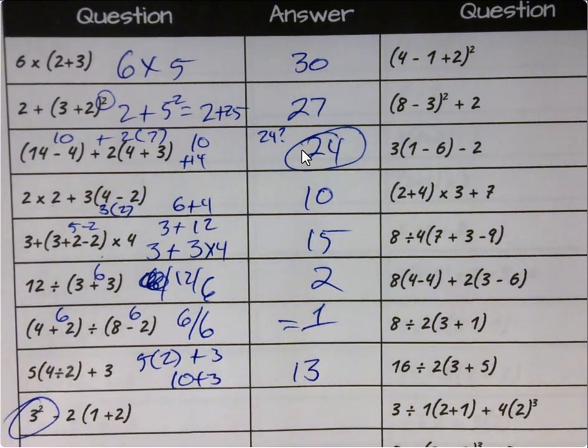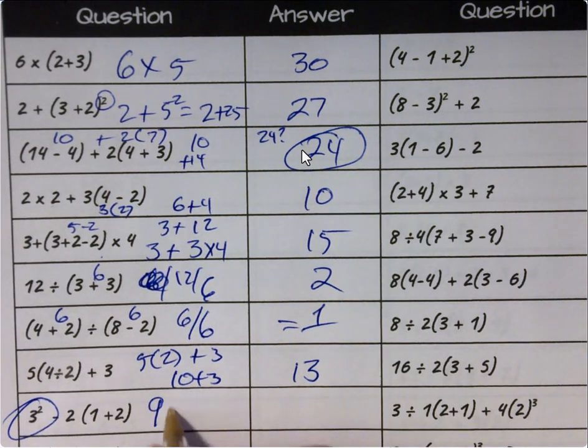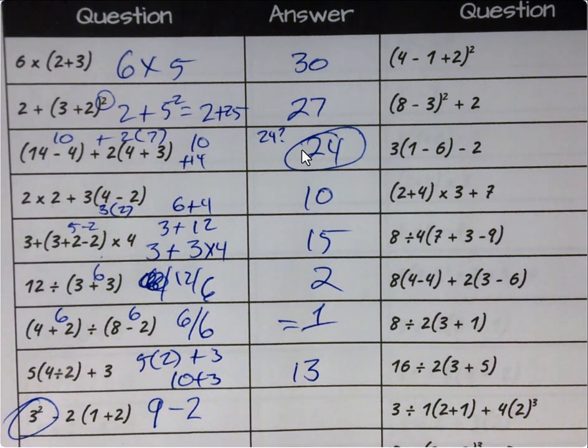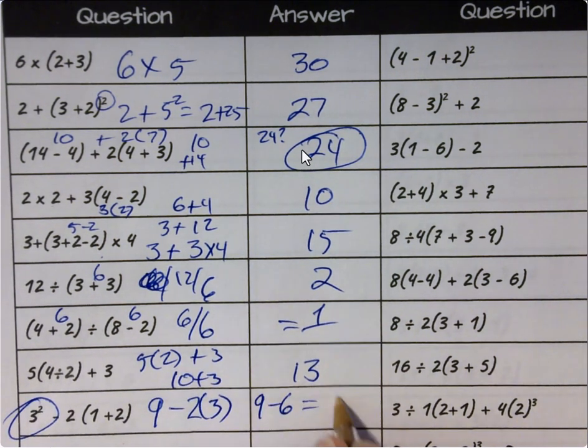We got 3 squared, so we're going to take care of that exponent. And we're going to subtract whatever 2 times 1 plus 2 is. Well, what's 1 plus 2? 1 plus 2 is 3. So now we have 9 minus 6. Well, 9 minus 6 is 3.